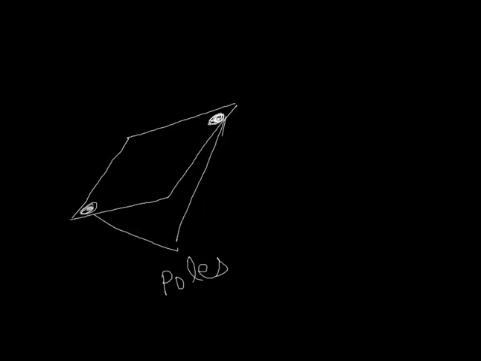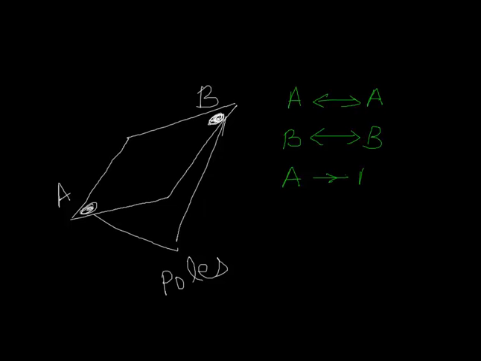If I denote this pole by A, this by B, then by observations A repels A, that is shown by the outward arrow, B repels B, that is again shown by the outward arrow, while A attracts B and B attracts A. This inward arrow shows that they attract each other.